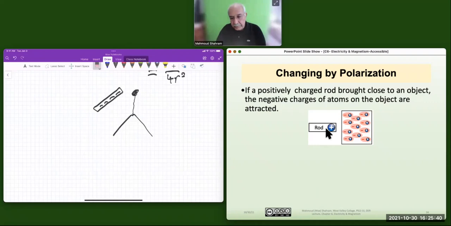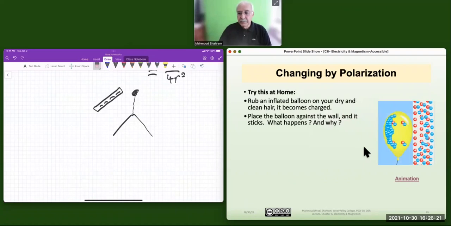But if you don't touch it or just bring it close enough, what you have done is actually made this other object polarized, because one side of this object is negatively charged and the other side is positively charged. So this is polarization. And this is a good demo and example that you can also do at home.